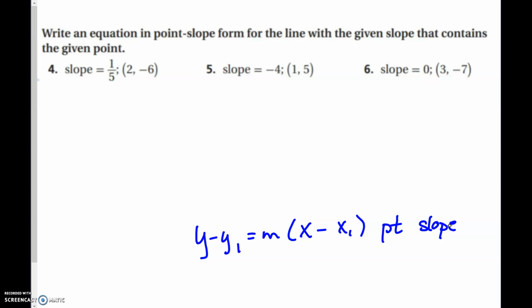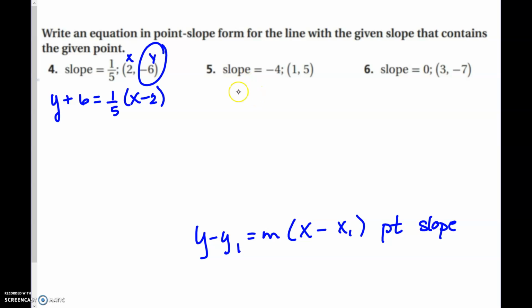So we're going to start with the y. And the y value in this ordered pair is a -6. And because we see a -6, we are going to write +6. And then 1/5. And we have x. And because we see a +2, we write -2.